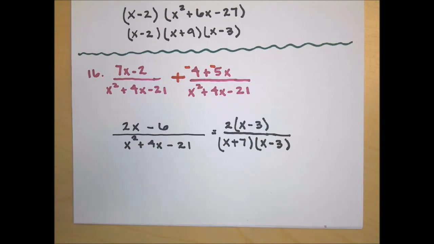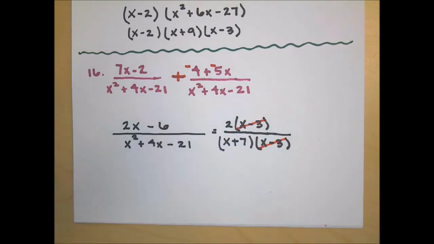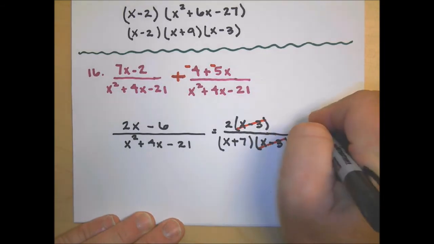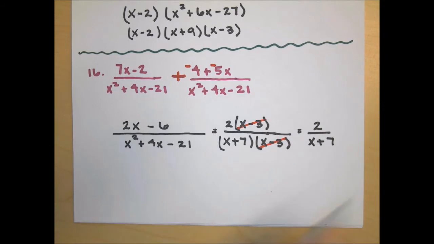And now you can clearly see what happens. Those two x minus 3's can cancel each other. And so our final answer is 2 over x plus 7.